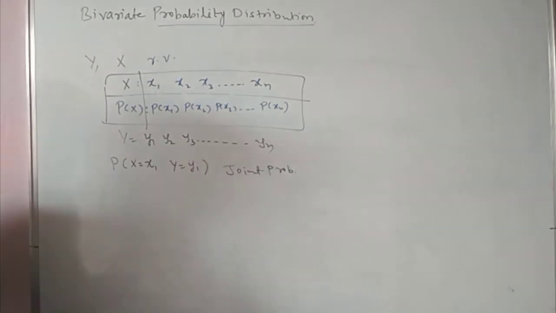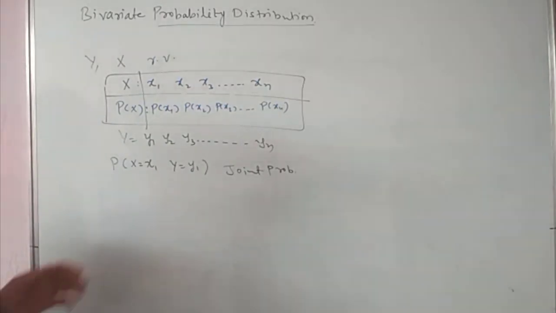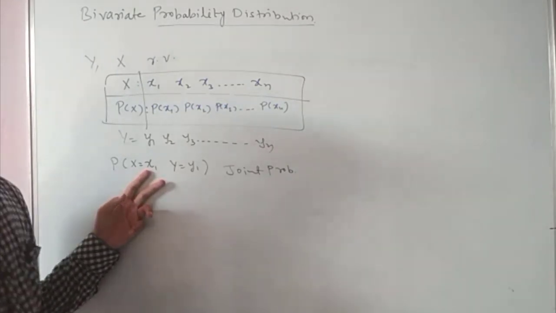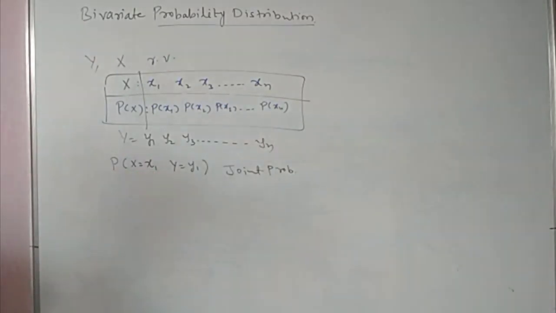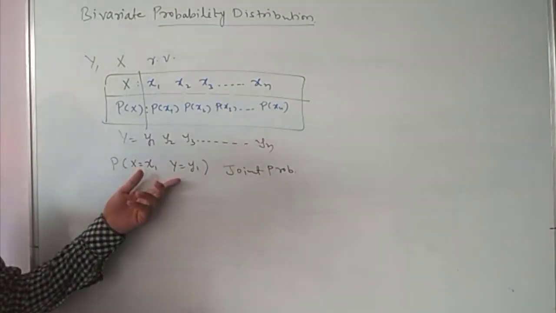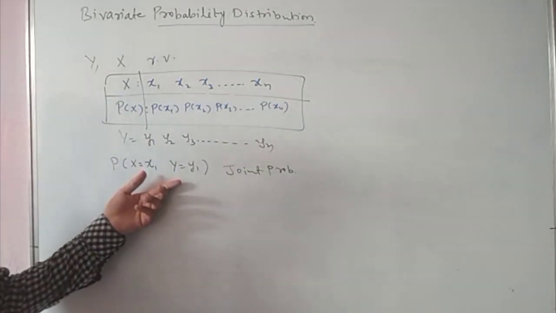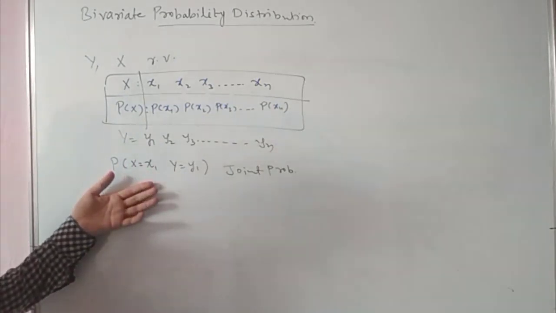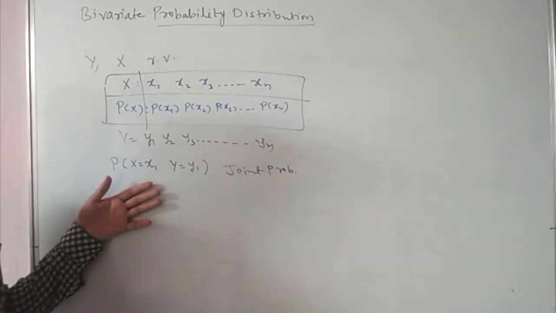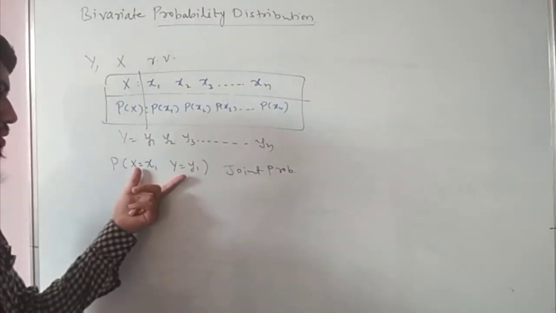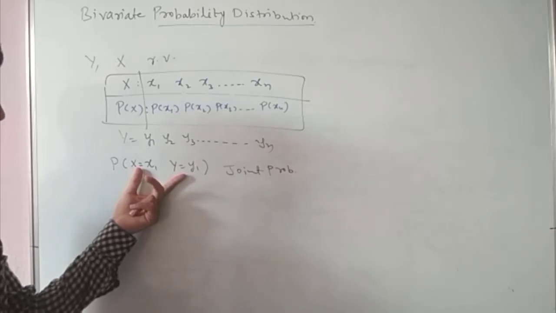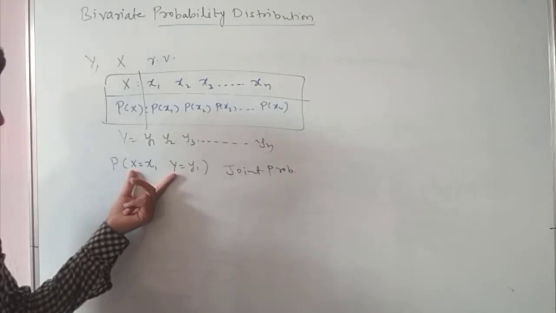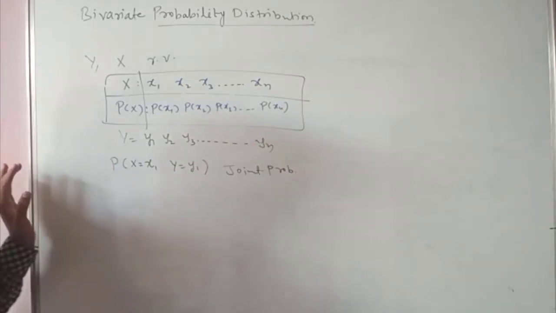So two random variables x and y are said to be jointly distributed if they are defined on the same sample space. If x and y are defined on the same sample space, then the pair x, y is called jointly distributed, and the probability obtained by using x equal to x1, y equal to y1 is called joint probability.